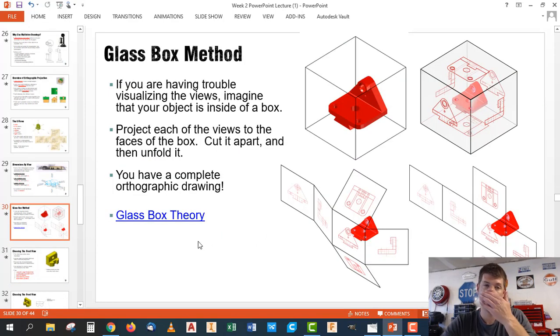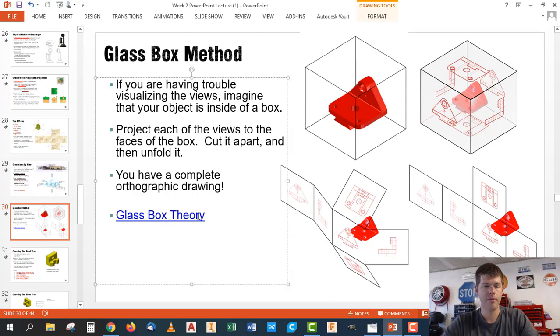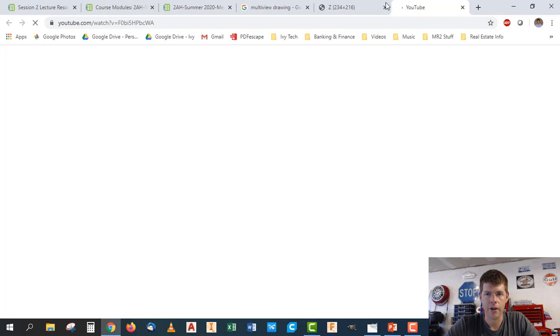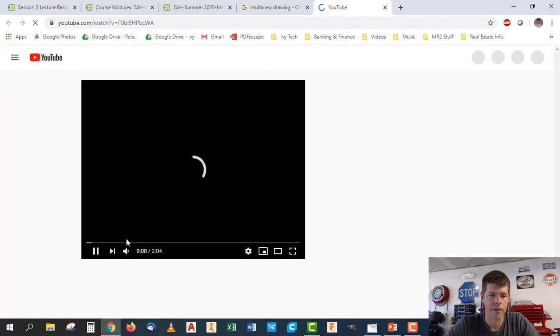Another thing that might help you is this thing called the glass box method. This helps people visualize how these drawings are created sometimes. So let's see if I can show you guys this quick little animation here. And you can click on this also in the PowerPoint and go check this out.